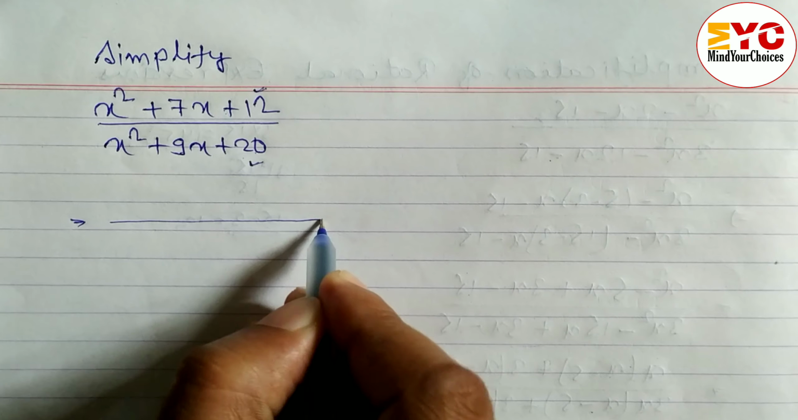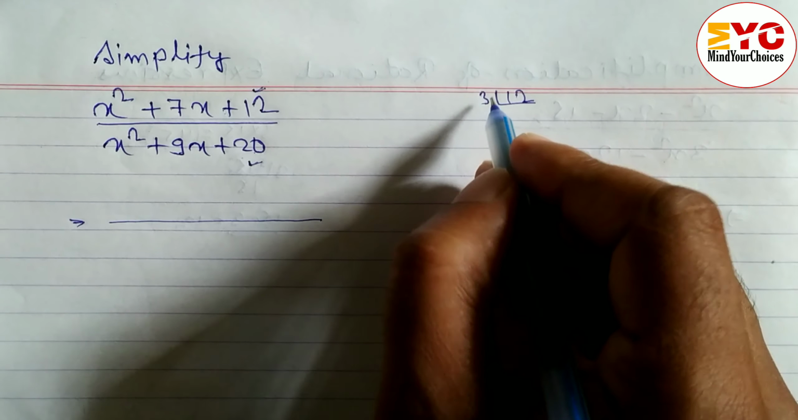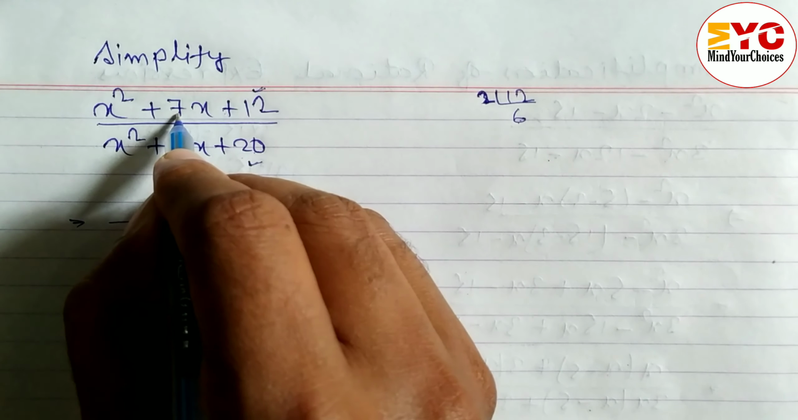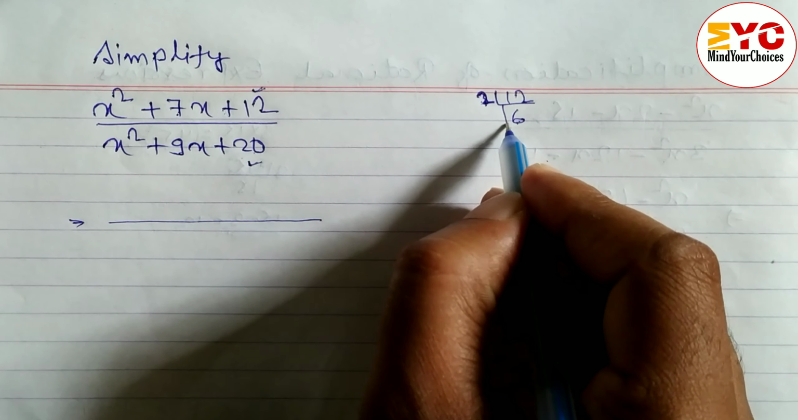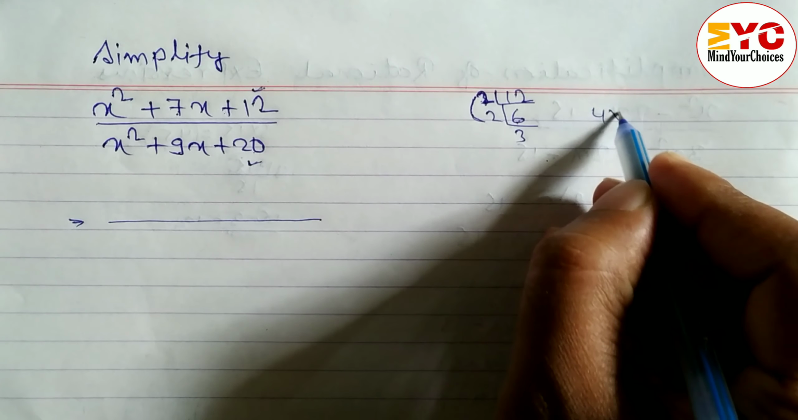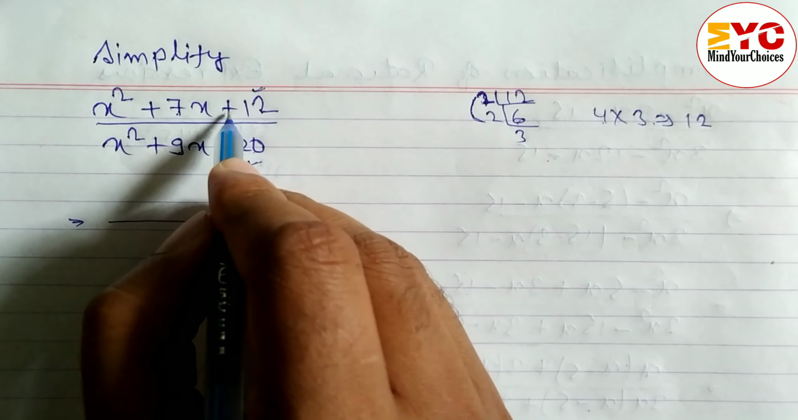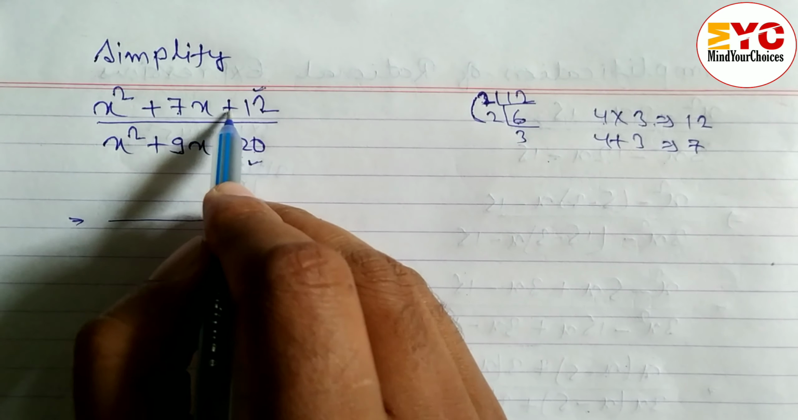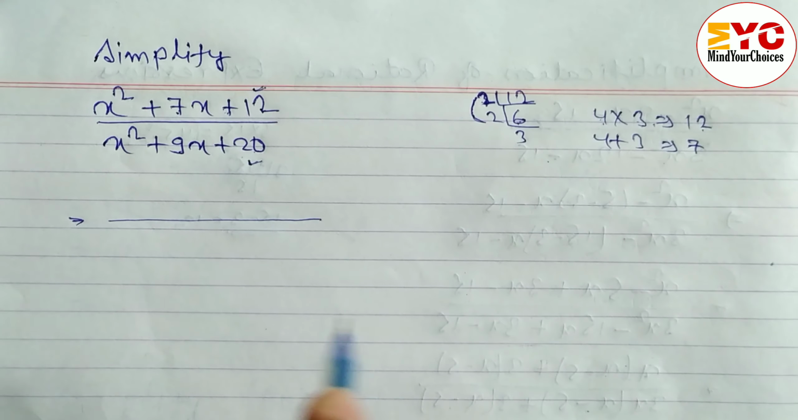Let's factorize and write down the factors while multiplying to 12. So we write 12: 2 sixes are 12, but when you add these we get 8, not 7, so we cannot take factors 6 and 2. Again, 2 twos are 4, 4 into 3 is 12, and when you add, 4 plus 3 is equal to 7. So when you add we get 7, and when you multiply we get 12. In this way we have to find the factors.